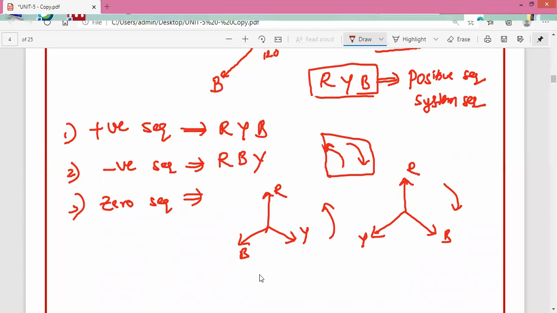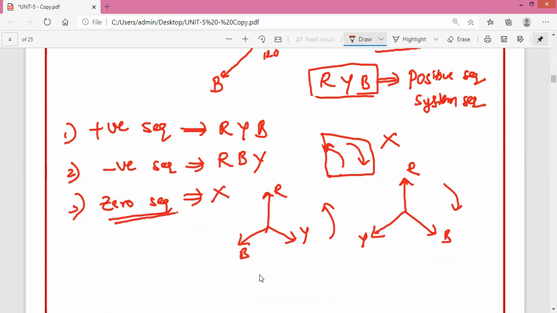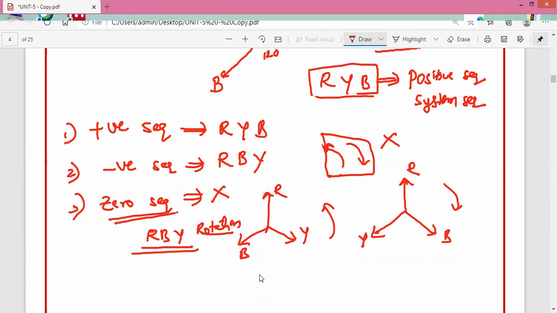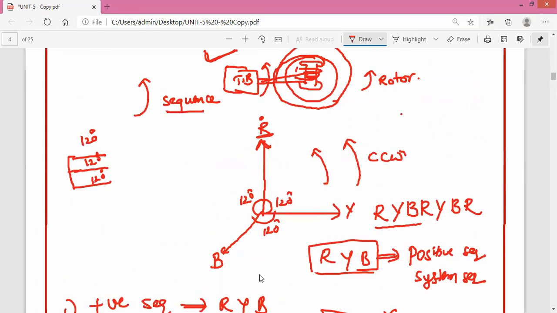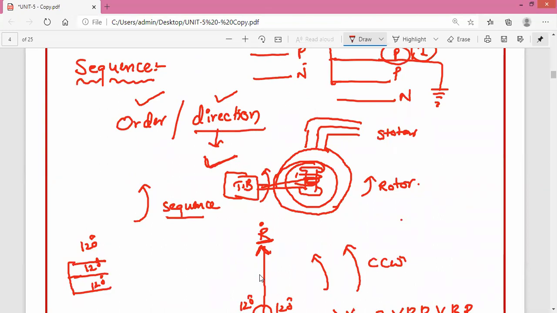Another possibility is called a stationary sequence, where there is no rotation at all. That sequence, which is not rotating in any direction, is called zero sequence components. Therefore, this is called zero sequence components. These zero sequence components are equal in magnitude, but there is no rotation. As we discussed just now, sequence can be obtained by using its direction of rotation.